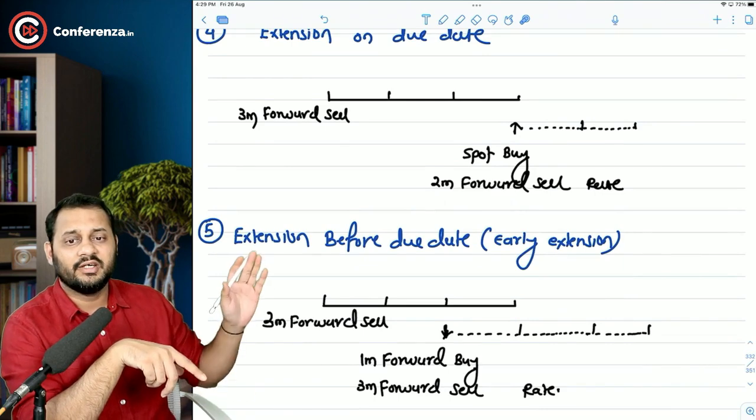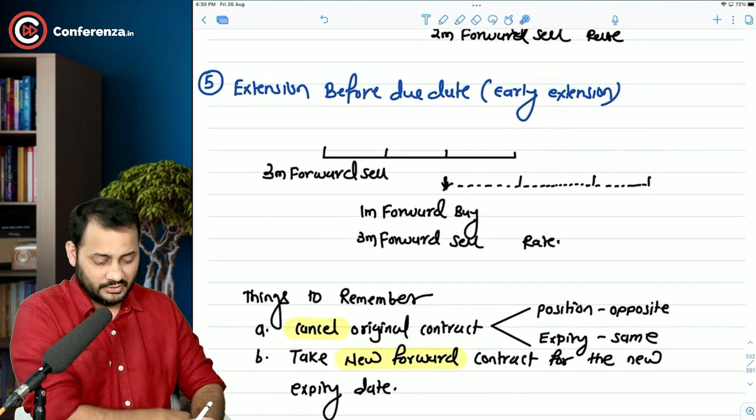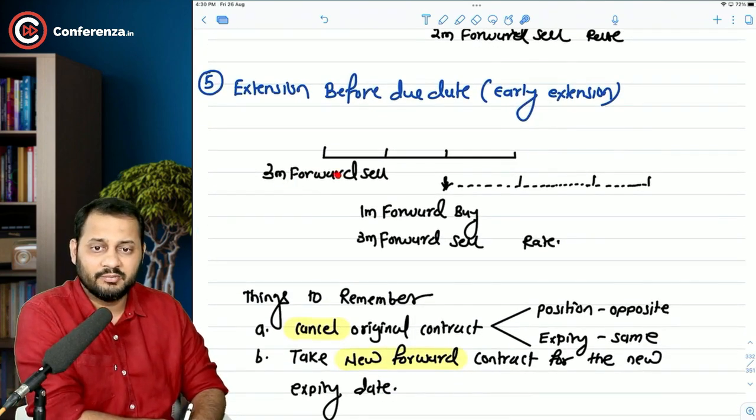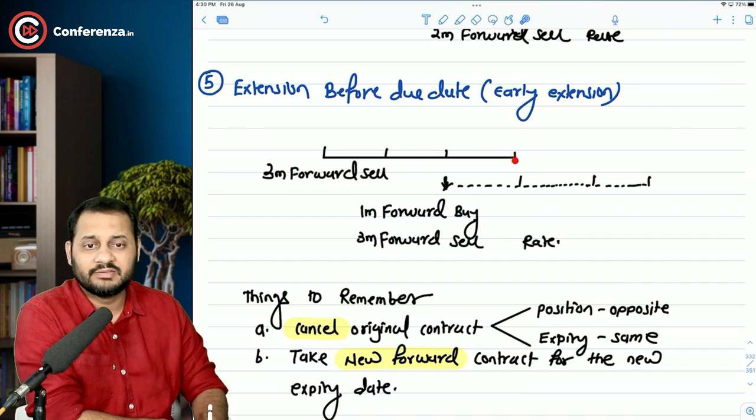But if you extend it before due date, what will happen? So let's say, for example, once again, a 3-month forward sell contract, which is maturing on this date. Do you get that?